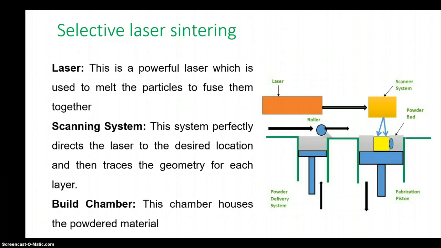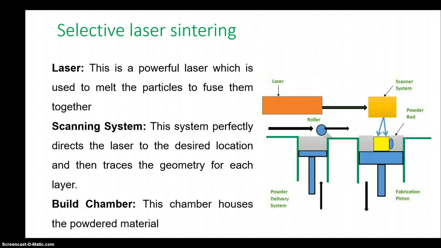Next one, selective laser sintering. In selective laser sintering, these are the main components: a laser, a scanner system, a powder delivery system and a fabrication system. First one, laser. This is a powerful laser which is used to melt the particles to fuse them together. Next one, scanning system. The system directs the laser to the desired location and then traces the geometry for each layer.